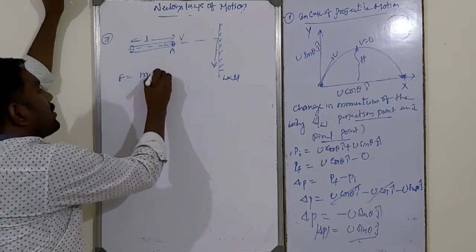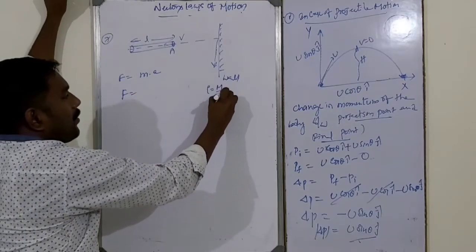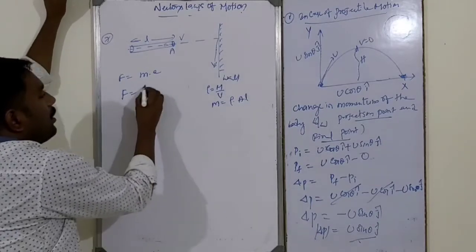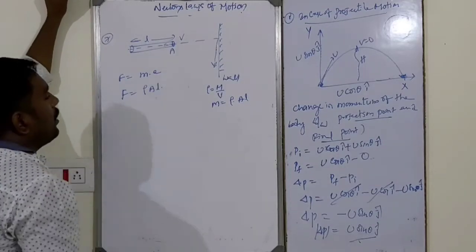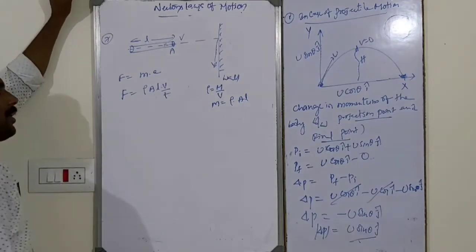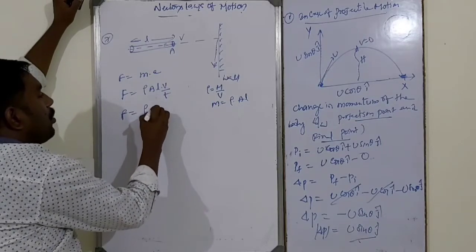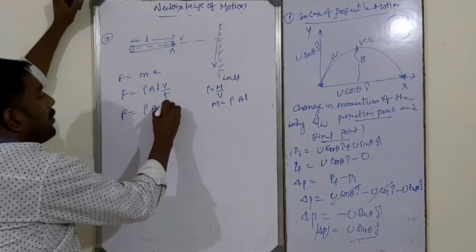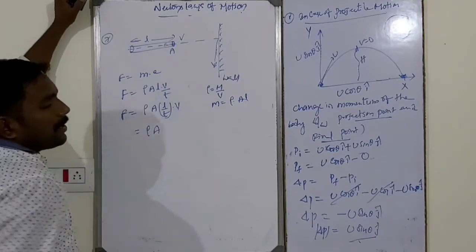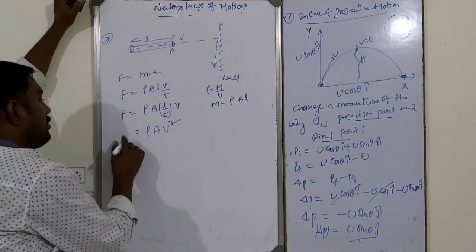Force is equal to mass into acceleration. Density is equal to mass by volume, so mass is equal to density into volume, which is area into L. So mass is rho A L, and acceleration is nothing but velocity by time. So force is equal to rho A L by T into V. Since L by T is nothing but V, force is rho A V square.